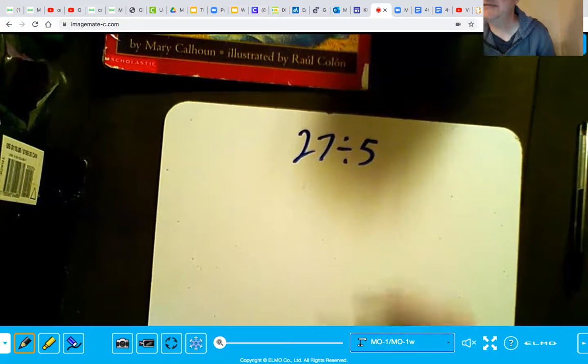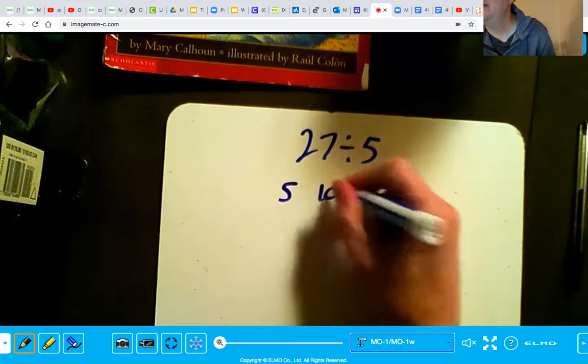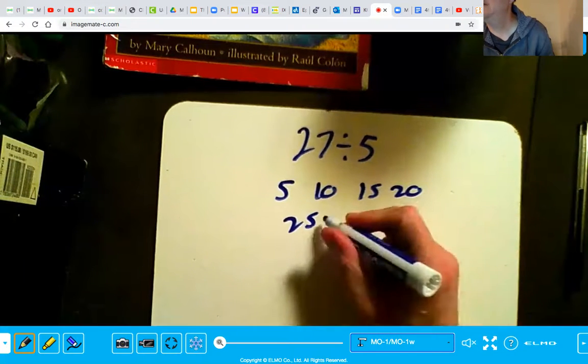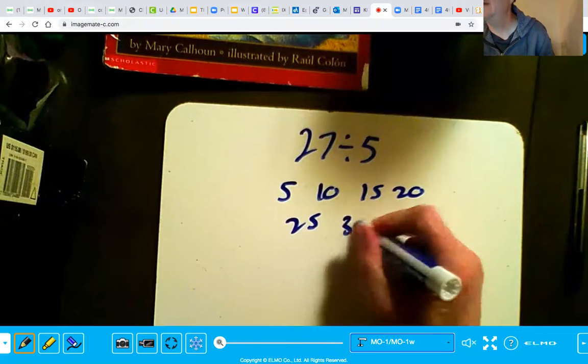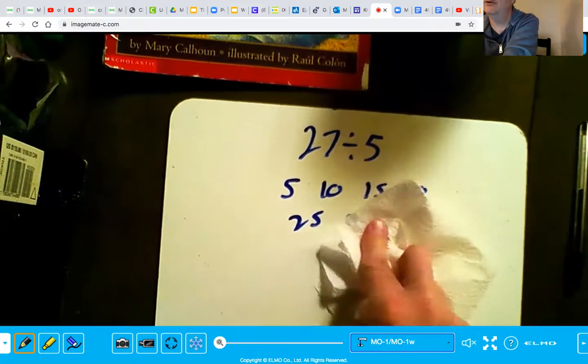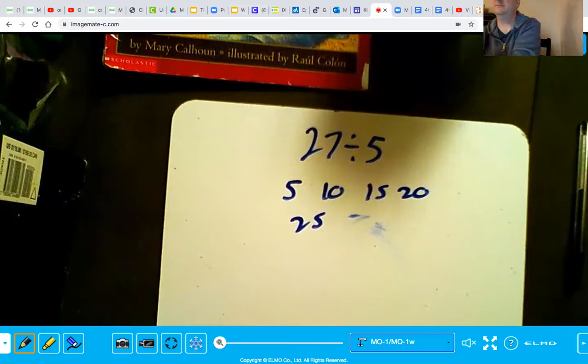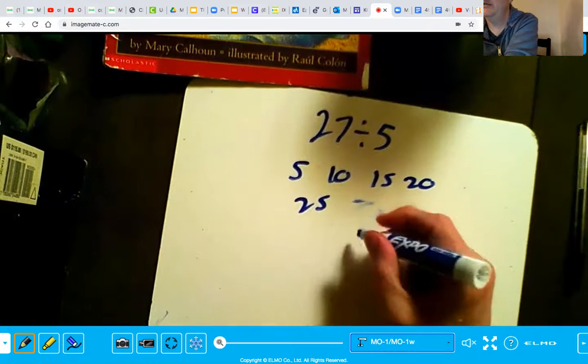How about we try skip counting? 5, 10, 15, 20, 25. If we go another 5, we're going to go to 30, but we don't want to do that. We're only going to 27. We can't do this. Let's make an array to show it too.